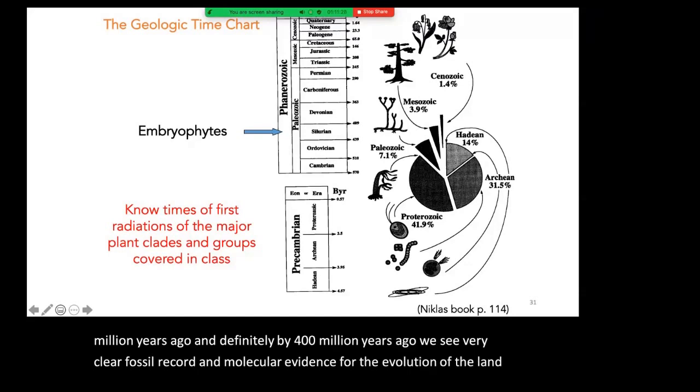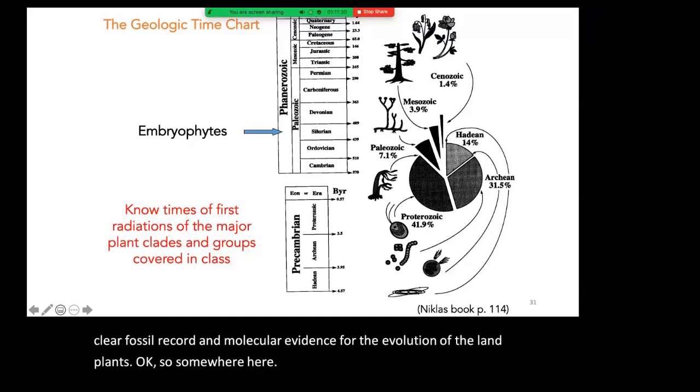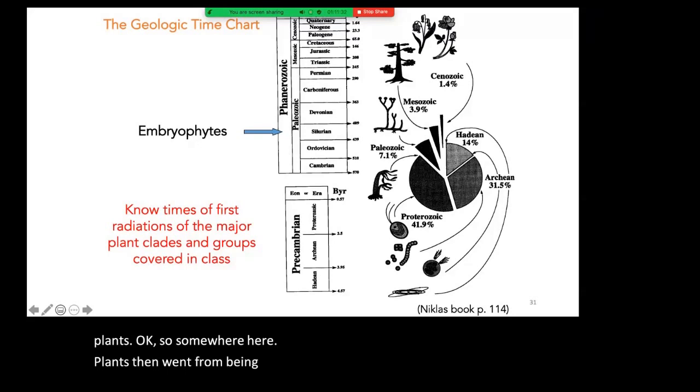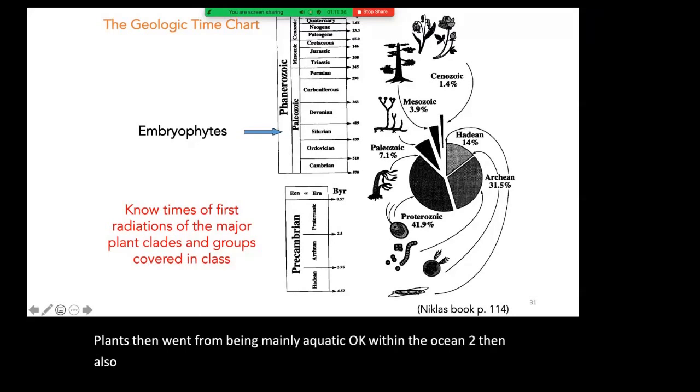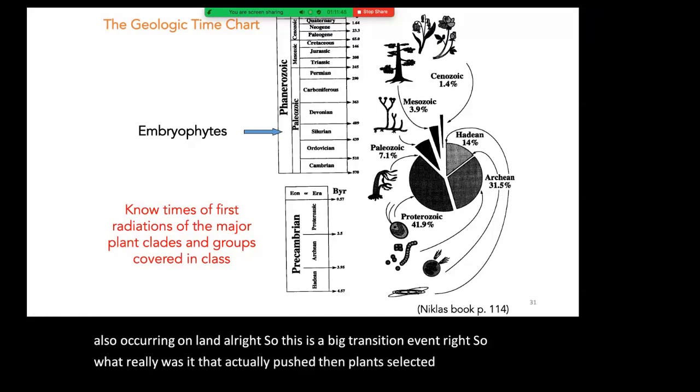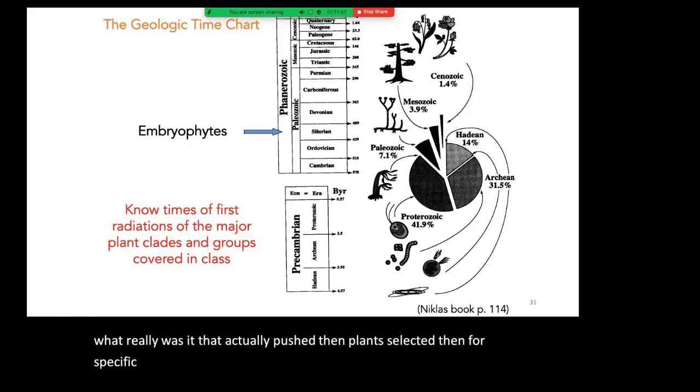Okay, so somewhere here, plants went from being mainly aquatic, within the ocean, to also occurring on land. All right, so this is a big transition event, right? So what really was it that pushed plants, selected for specific populations to stick their little green heads above the water and start to invade the land?